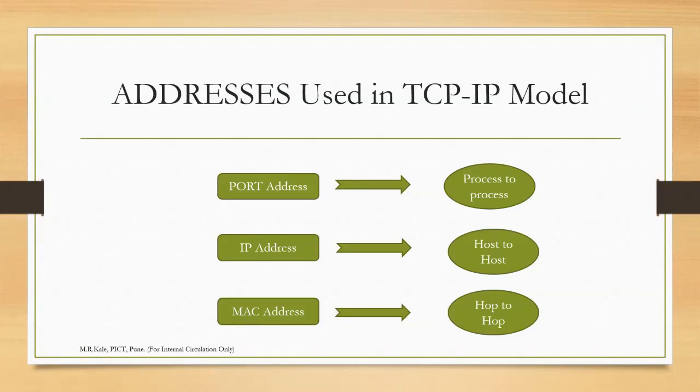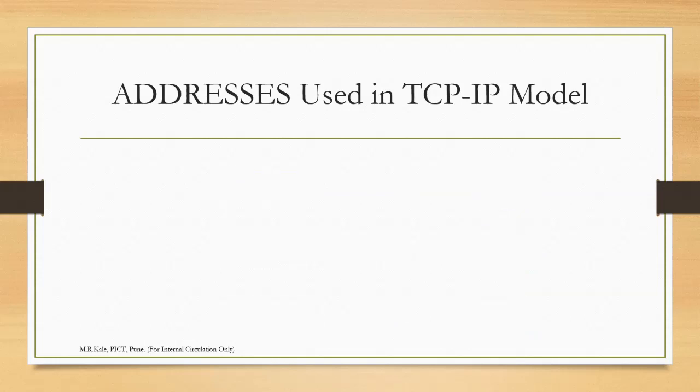As you can see on the slide, MAC address is used for hop-to-hop data transfer. IP address is used for host-to-host data transfer, and port addresses are used for process-to-process data transfer. Now we will see the uses in detail. We already know that the boundary of a LAN is a router.